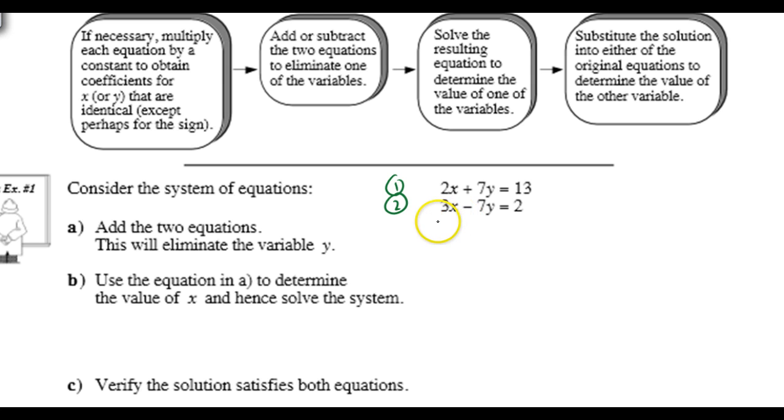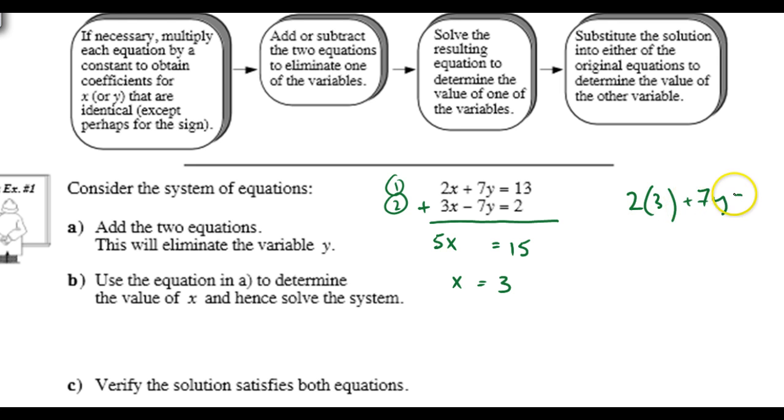Now, let's just see what I mean here. If we added the bottom equation to the top one, we would get 5x, and then plus 7 adding negative 7 would eliminate the y's, so we would get 0y, and then we would get 15 over here. Now I just go ahead and solve for x. x equals 15 divided by 5. x equals 3, and then again you would now substitute that 3 back into either equation to solve for y.